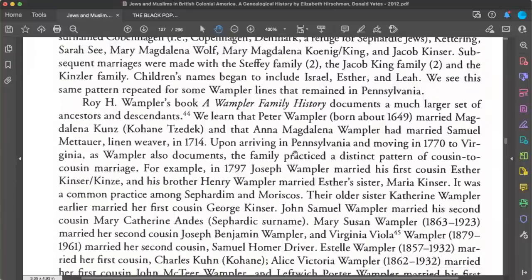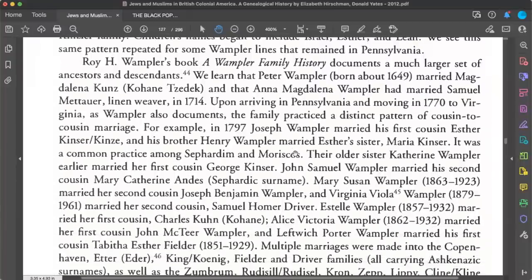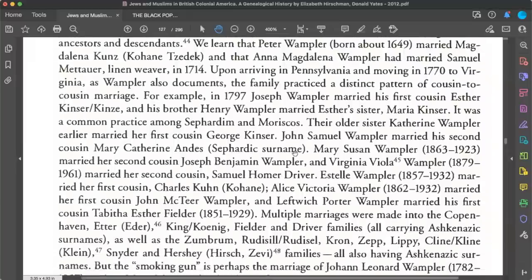Roy H. Wampler's book, A Wampler Family History, documents a much larger set of ancestors and descendants. We learned that Peter Wampler, born about 1649, married Magdalena Kunz Kohani Tesedek, and that Anna Magdalena Wampler had married Samuel Metauer, linen weaver, in 1714. Upon arriving in Pennsylvania and moving in 1770 to Virginia, as Wampler also documents, the family practiced a distinct pattern of cousin-to-cousin marriage. For example, in 1797, Joseph Wampler married his first cousin Esther Kinzer or Kinze, and his brother Henry Wampler married Esther's sister Maria Kinzer.